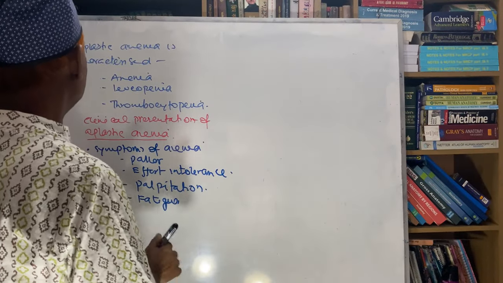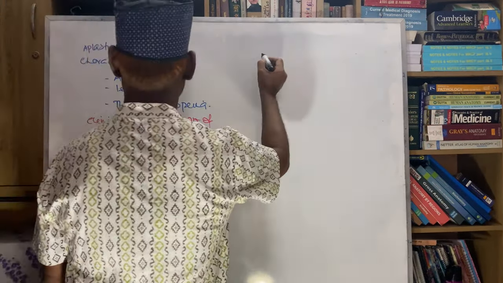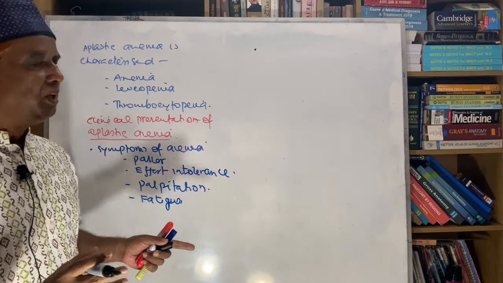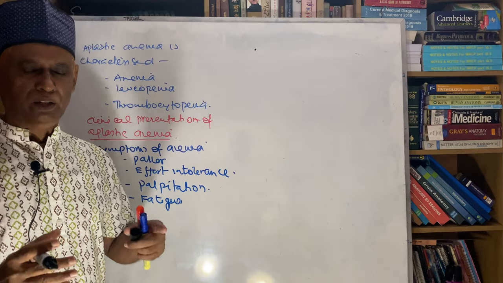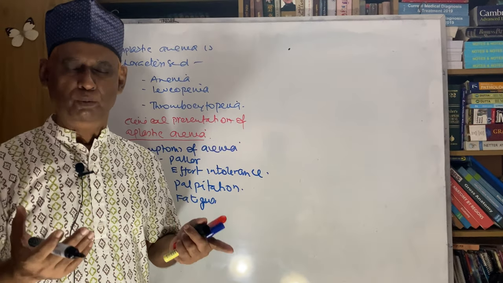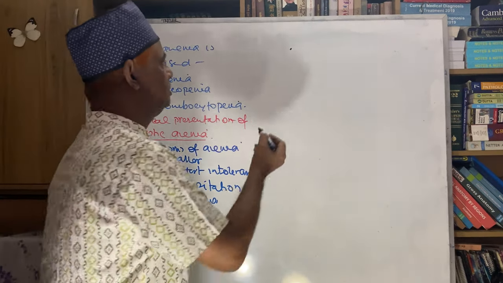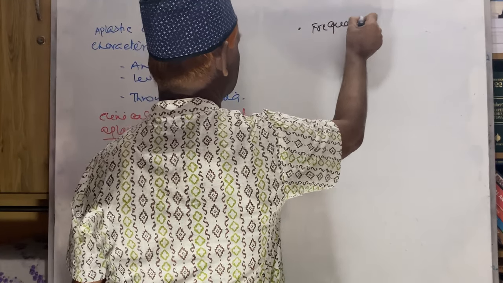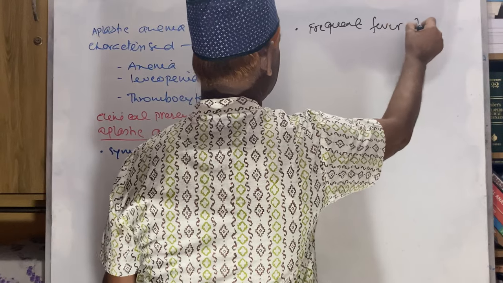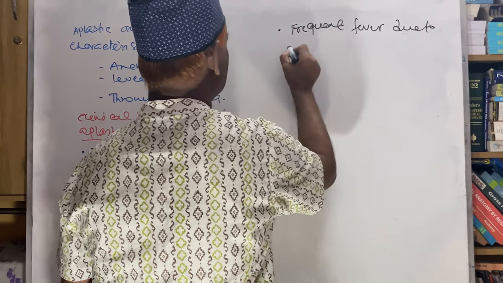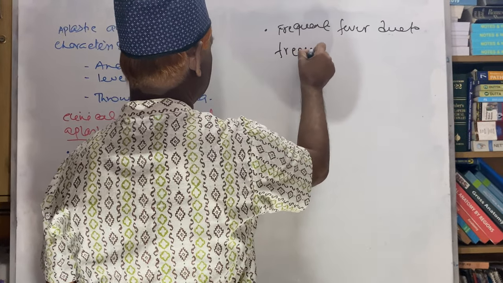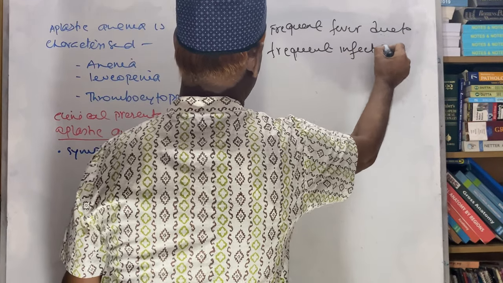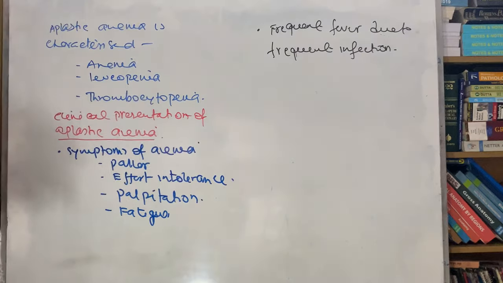Then, due to leukopenia, what will happen? Due to leukopenia, there will be frequent infection. And due to frequent infection, there will be frequent fever. So, frequent fever is due to frequent infection. And this frequent infection is due to leukopenia.